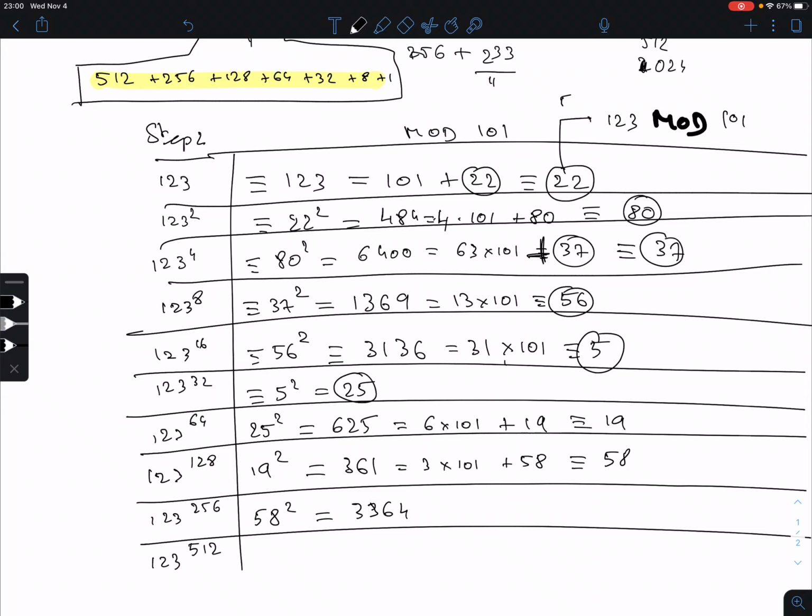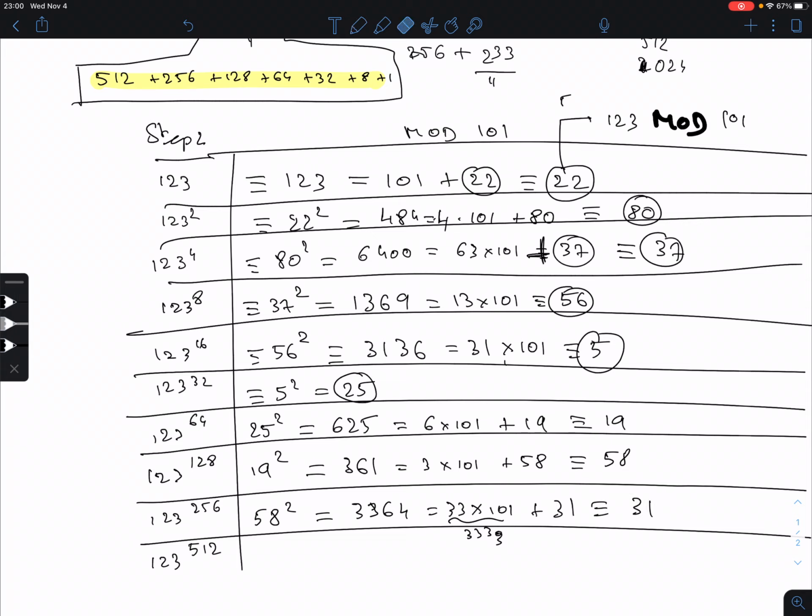3364. So this is 33 times 101, which is 33. Sorry, I wrote it equal here, that's not where I want to write. There's something still missing, right? The remainder. So 33, and what I'm missing is 131. So this is equivalent to 31.